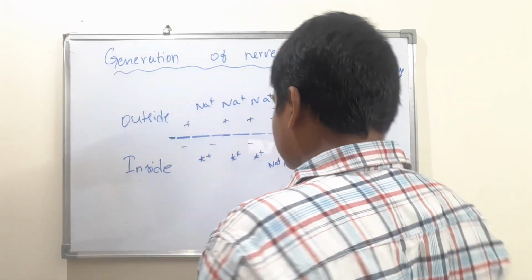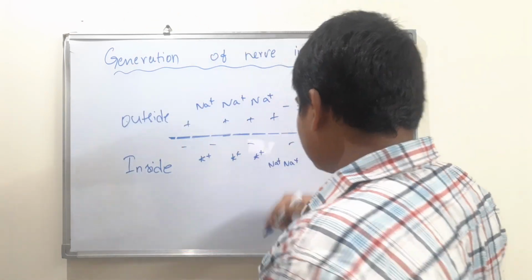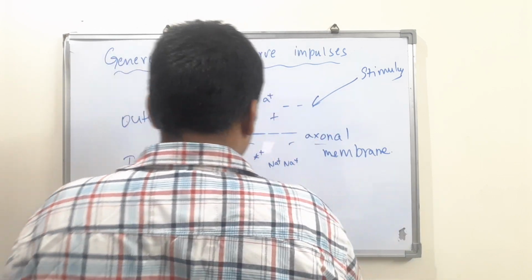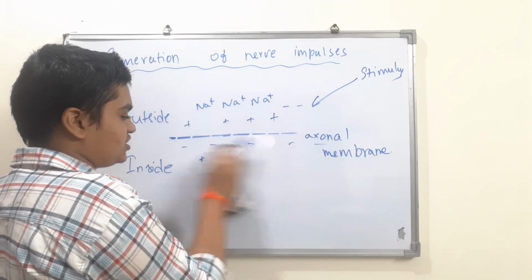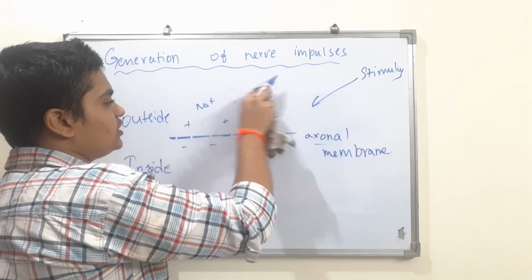What's happening now? The membrane suddenly becomes permeable to sodium ions. Sodium ions will be coming in, through the sodium potassium pumps or through the ion channels.